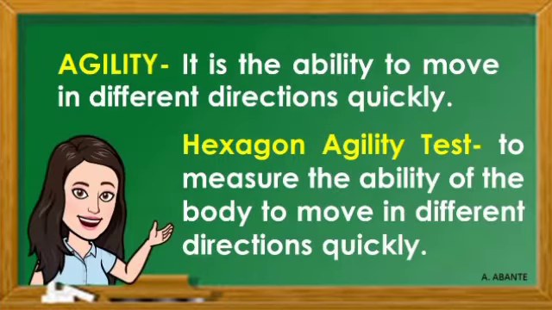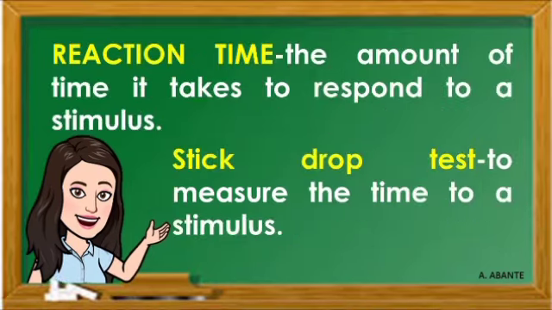Agility: it is the ability to move in different directions quickly. A physical fitness test example is the hexagon agility test to measure the ability of the body to move in different directions quickly. Reaction time: the amount of time it takes to respond to a stimulus. A physical fitness test example is the stick drop test to measure the time to respond to a stimulus.